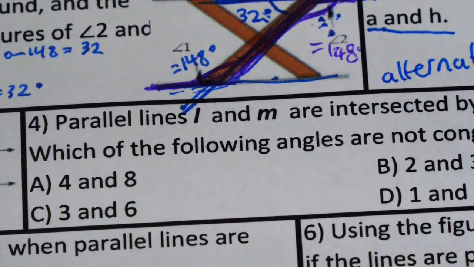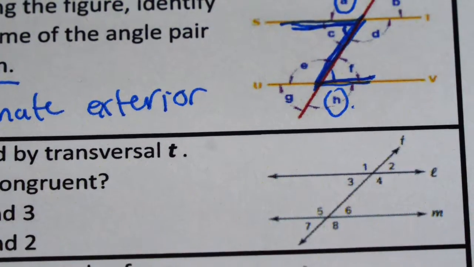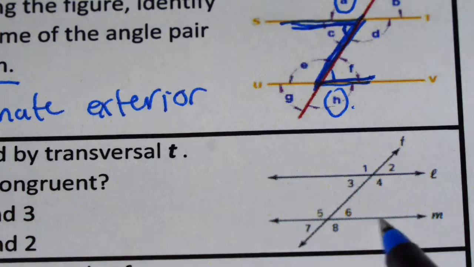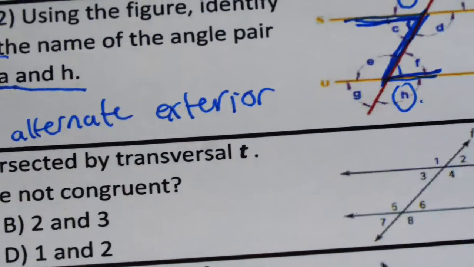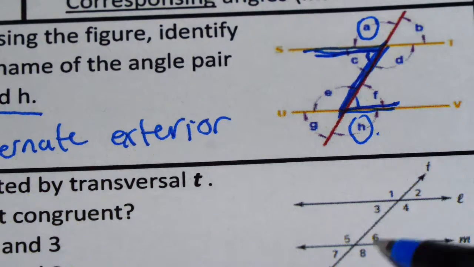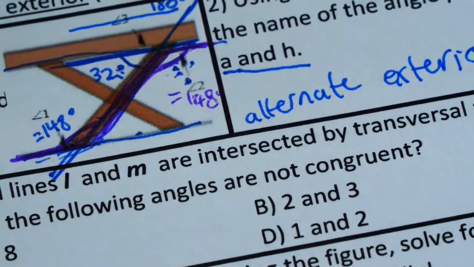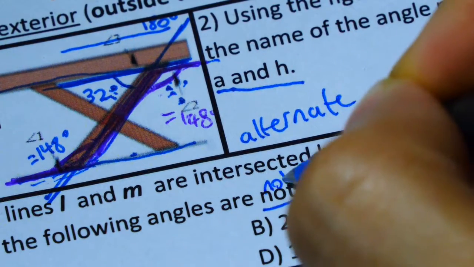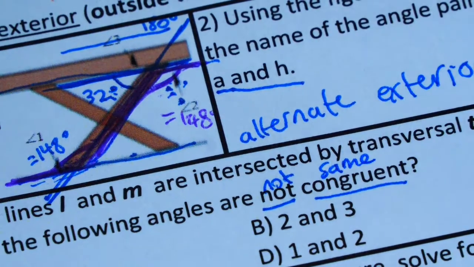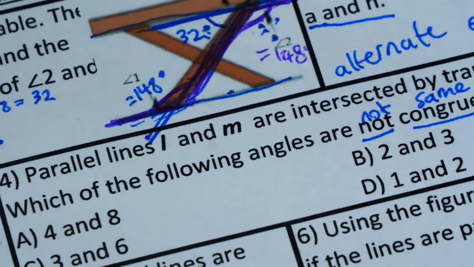Question 4, parallel lines L and M. So we have these two lines, L and M, are intersected by transversal T. It is cut. Which of the following angles are not congruent? Not congruent means not the same. Remember, congruent means same. So not congruent, not the same.